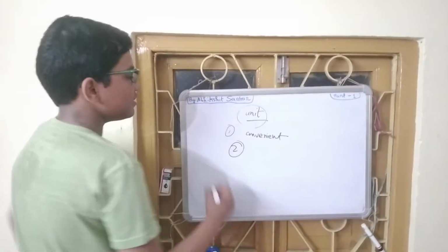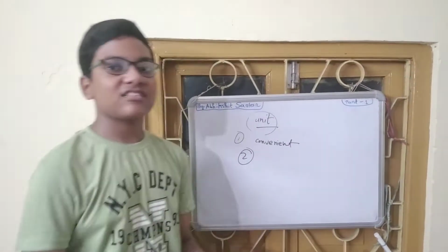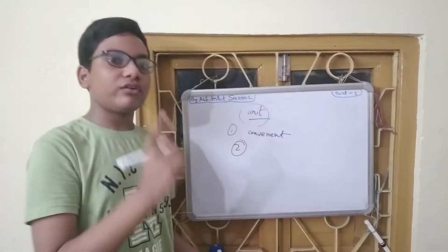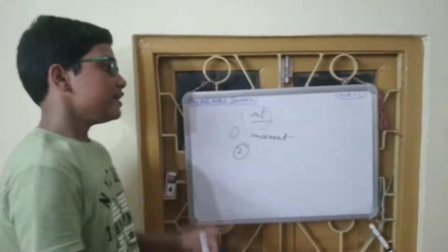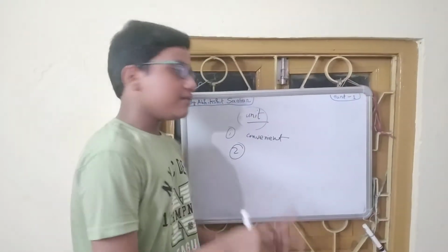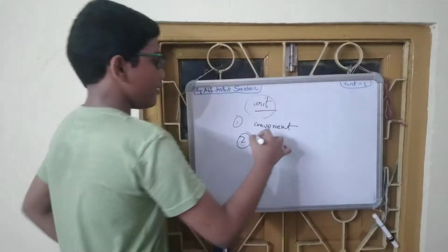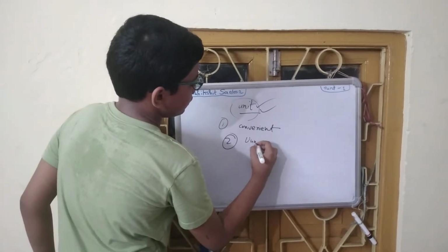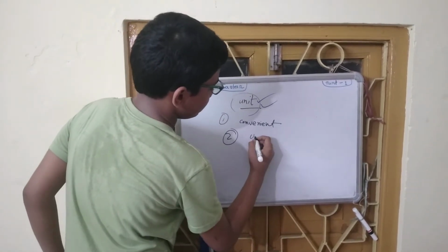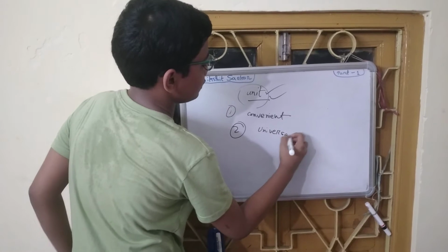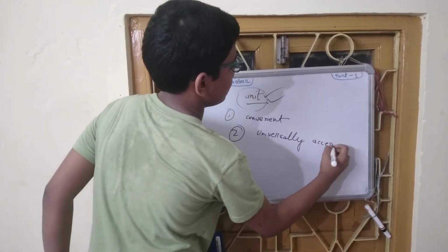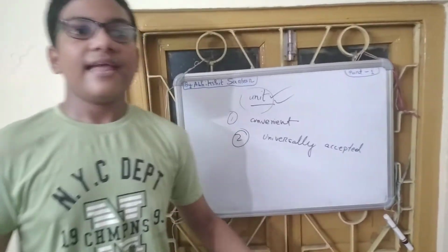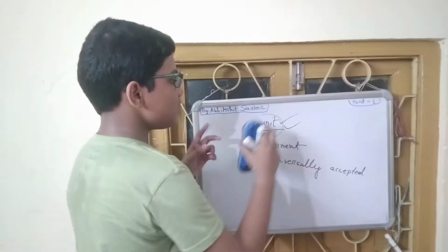The next rule is that it has to be universally accepted in all places. It should not change by going from one place to another; it has to be the same all over the world. Then only can we say that this is a unit, universally accepted.